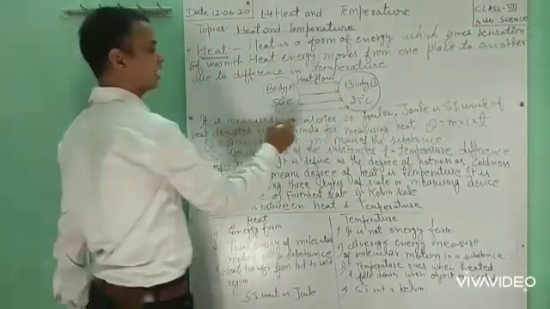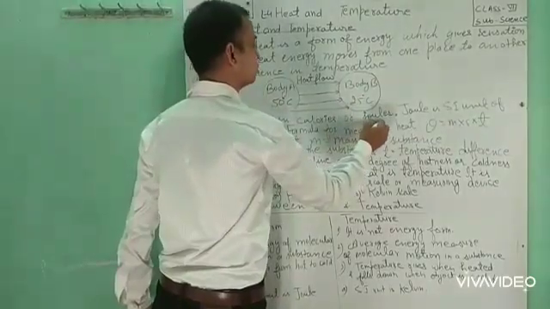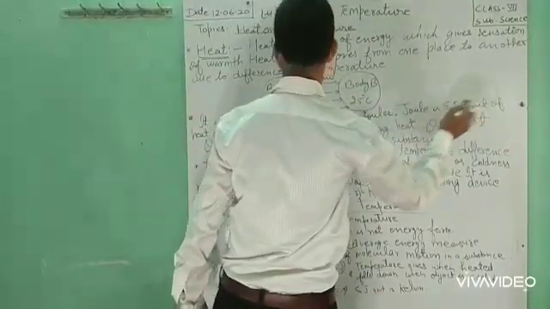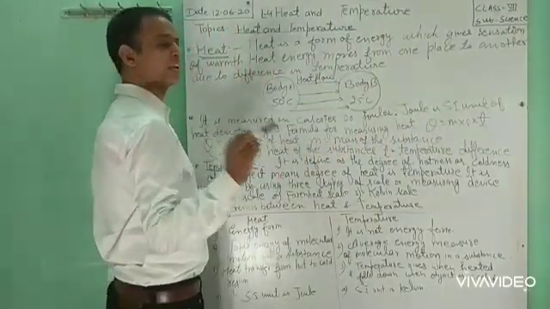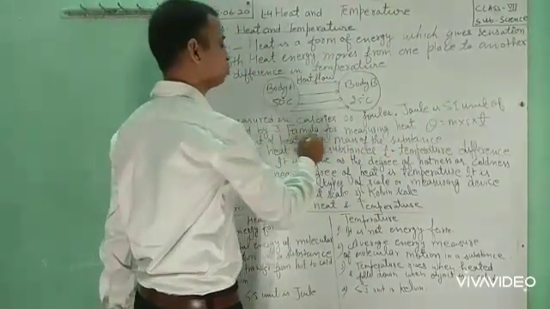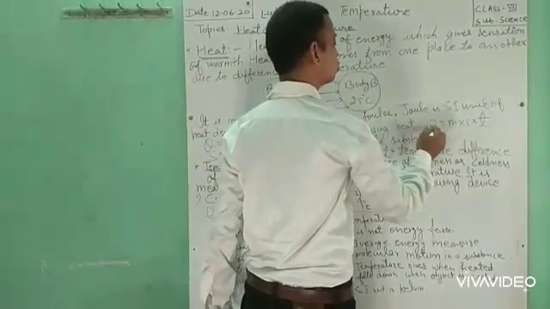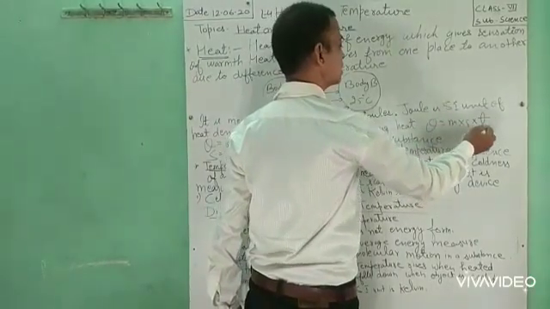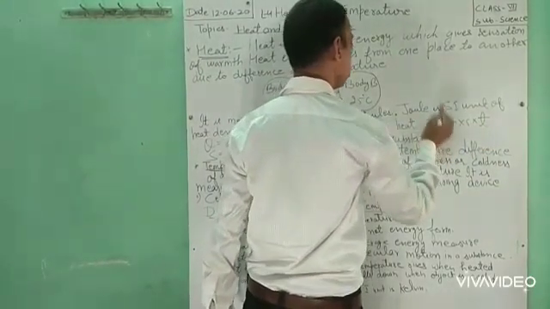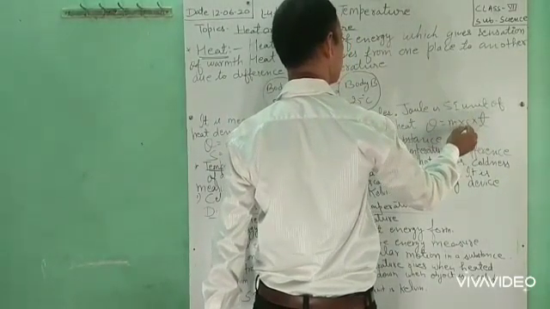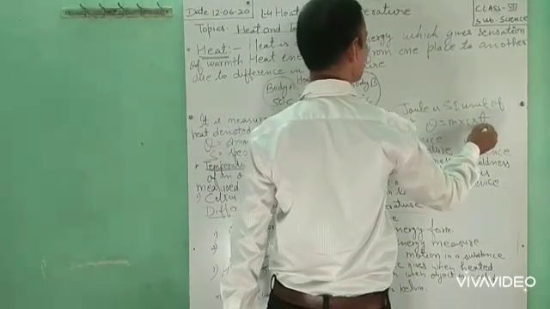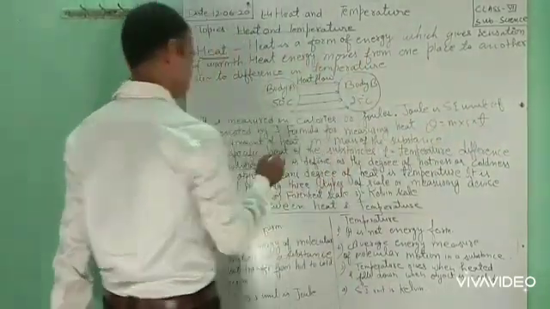It is measured in calories or joules. Joule is the SI unit of heat, denoted by J. The formula for measuring heat is Q = mST. Q is the amount of heat, m is the mass of the substance, S is the specific heat of the substance, and T is the temperature difference.